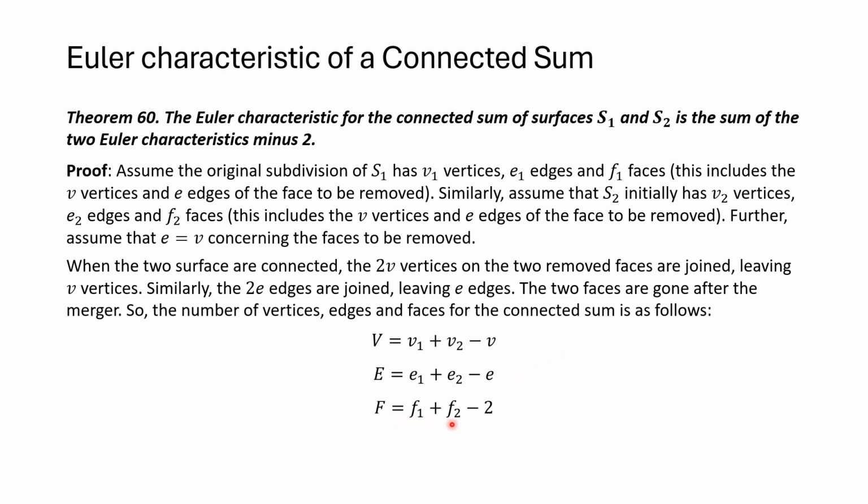And then the number of faces is 2 less, because we basically removed the two faces when we did the joining. So let's continue this on the next slide. We're almost done. We just need to plug all this into the Euler characteristic formula. So let's carry over where we left off from the last slide.